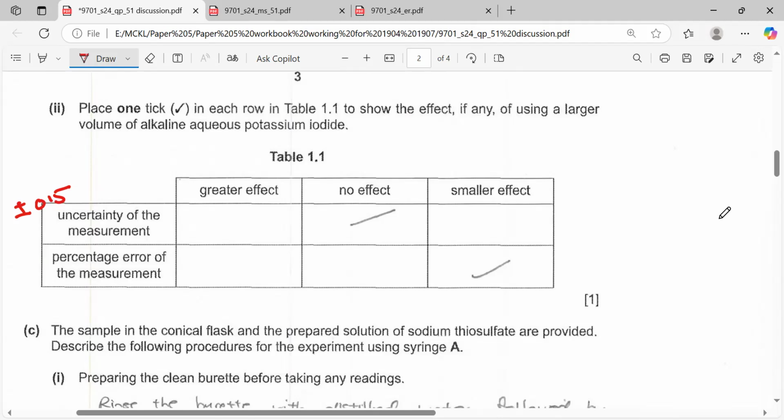However, the percentage error of the measurement will be smaller because your percentage error is defined as error divided by your reading, times the number of times you read it, times 100%. Now you use a larger volume. A larger volume means your reading is larger. So mathematically, if you have a larger reading, your percentage error will be smaller. So 2 ticks is 1 mark.